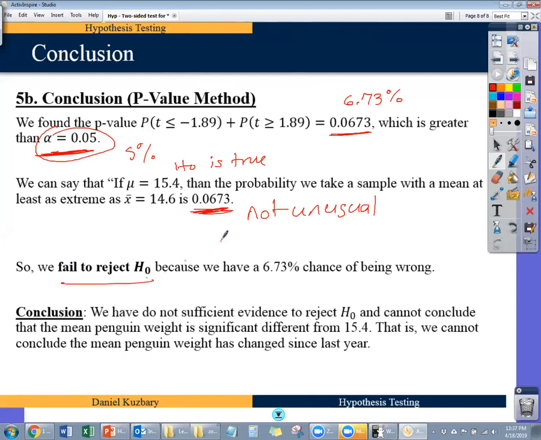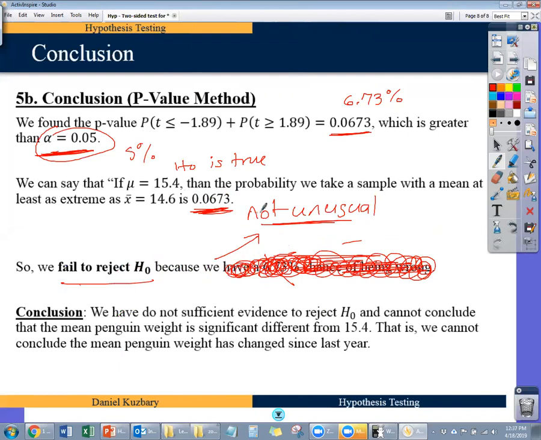So if we fail to reject H naught, we only have a 6.73% chance of being wrong, and that's too big. So let's, yeah, that doesn't work here. We're going to fail to reject H naught because this is not unusual enough. So how about that? All right, just copied and pasted something. What I'm trying to say is if we did reject H naught, we have a 6.73% chance of being wrong, and that's just too high. So we're not going to reject it.